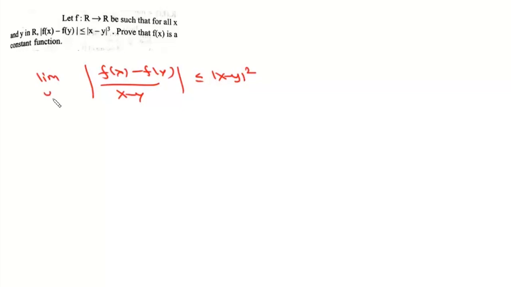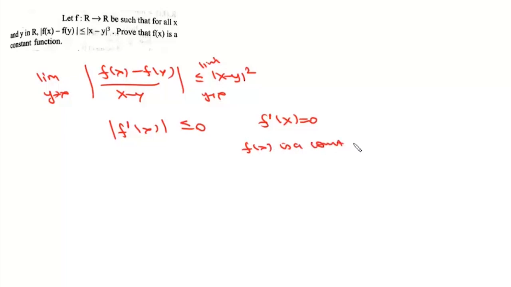Now here the question is, we are given that mod of f(x) minus f(y) is less than or equal to mod of x minus y cube. Now we can write this as mod of f(x) minus f(y) upon x minus y is less than or equal to mod of x minus y square. We'll take the limit y tends to x on both sides. Now this is mod of f dash x and it is less than or equal to 0. Now mod function cannot be negative. So from here we get f dash x equals 0. That means this f(x) is a constant function. This is what we need to prove in this question.